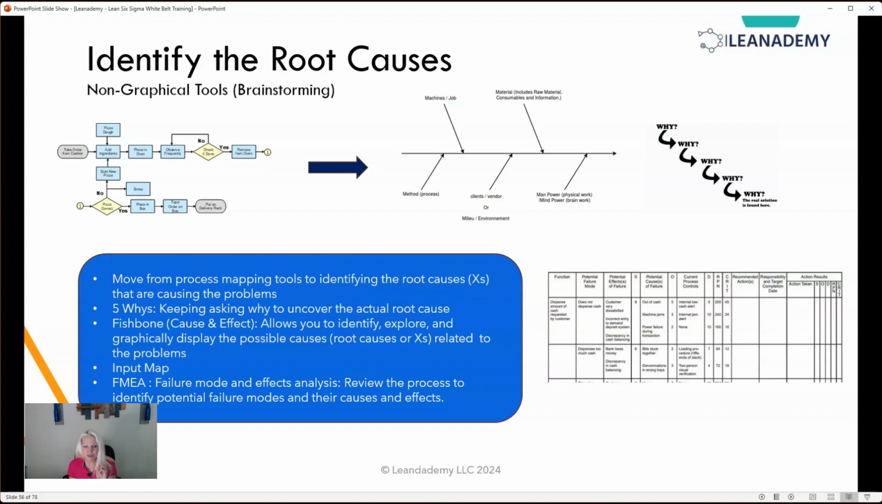You don't have to use every one of these tools. If you are participating in a project, you may use the 5 whys in conjunction with the fishbone diagram or with the FMEA and the input map.